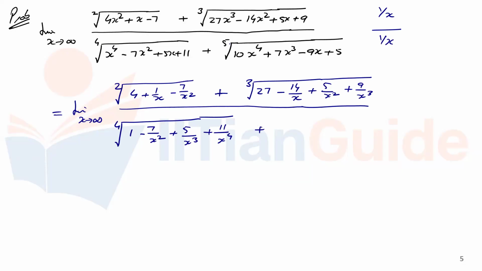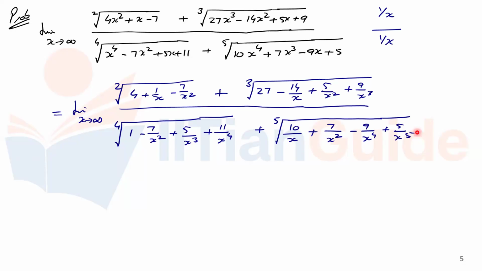I have the fifth root. 1 by x will go inside the fifth root. It will become 1 upon x to power 5. So this is the fifth root. X to power 4 divided by x to power 5 will give me 1 by x. The first term will become 10 by x. After that, 7 x cube upon x to power 5 will give me x square. After that, 9 upon x power 4 will be there. After that, 5 upon x power 5. This term I am getting.